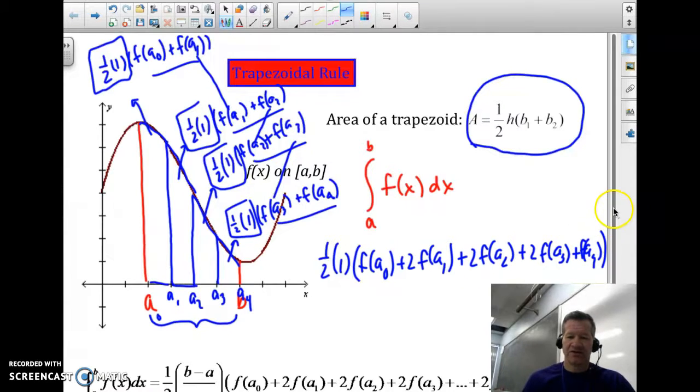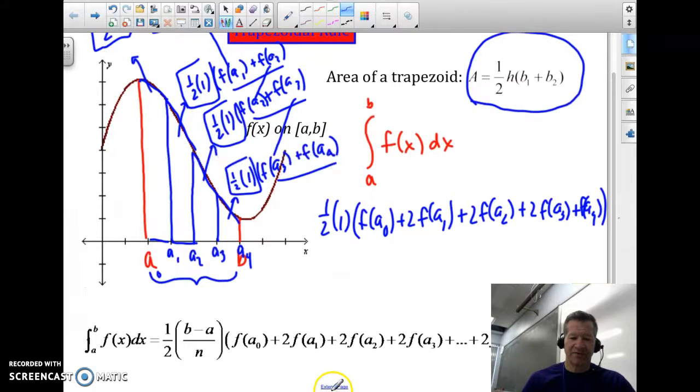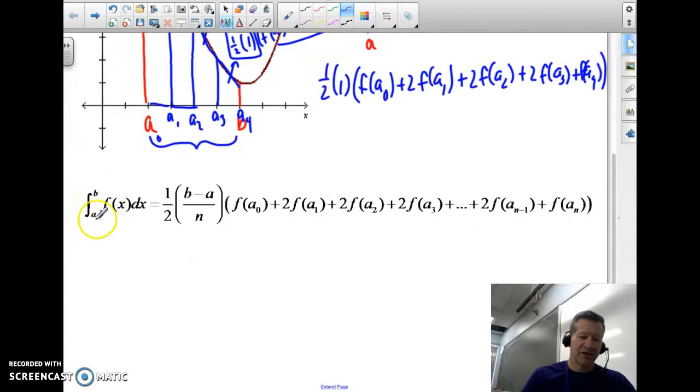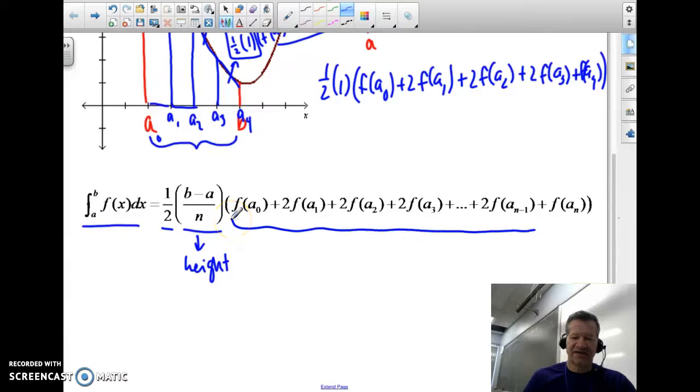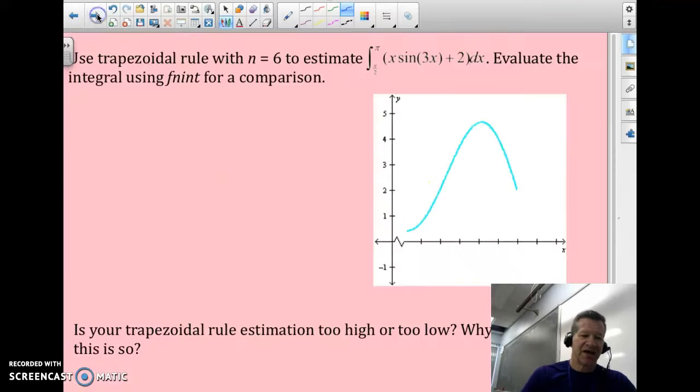And there we go. So on the bottom here, you can see my trapezoidal rule is going to be, to evaluate an integral, take 1/2 times (b minus a) over n. That's the size of the whole interval from a to b divided up n times. That's the height of our trapezoids, times these, which are all the bases of all the trapezoids. Notice the very left base and the very far right base are only used once, and every other one is used twice. So let's put this into action.